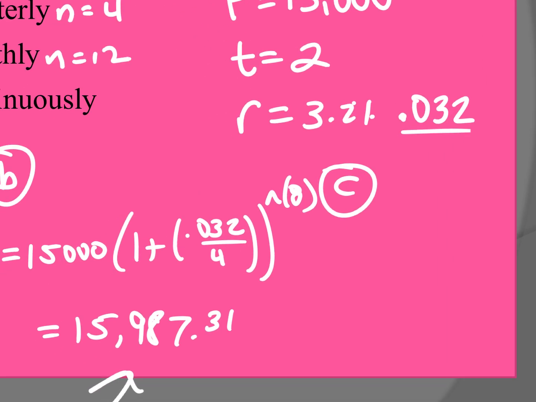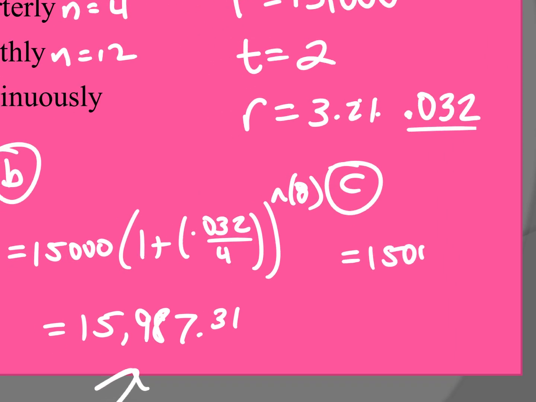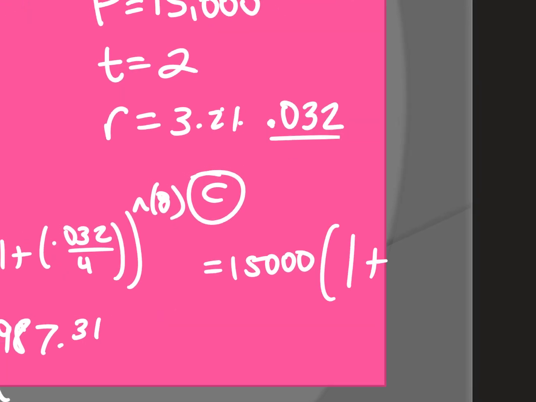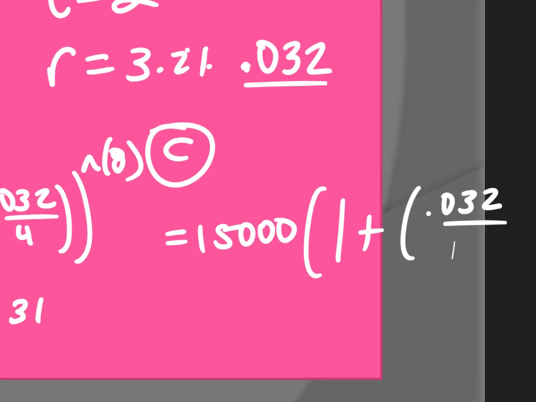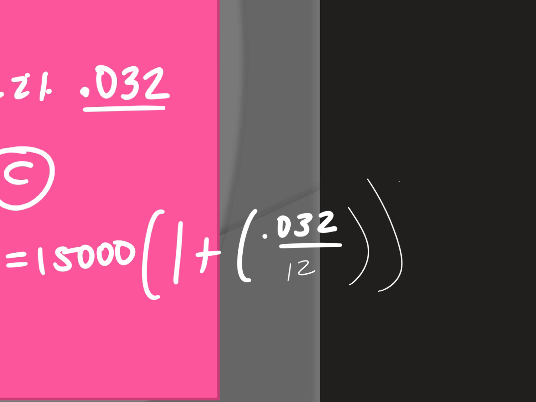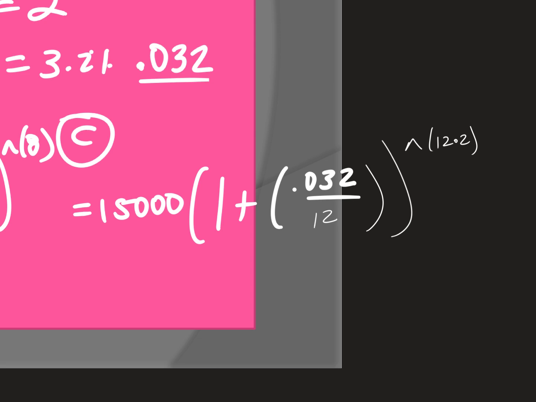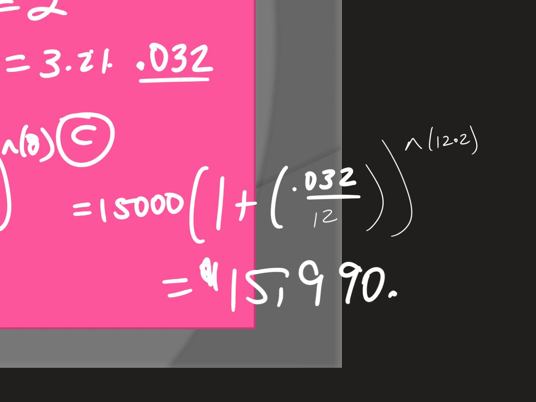Look at C. We did C. Again, what changes in C? I still have $15,000 that I'm putting in. I still have 1 plus. My interest rate is still 0.032. But how are we compounding the money in C? By 12, okay? Monthly. So let's see what happens here. So I'm going to raise it to the 12 times 2 power. 24, okay? Throw that in your calculator. Tell me what you get. 15,000. 990. Okay. And then some change. 22. Okay. No, it's 02 or 20?